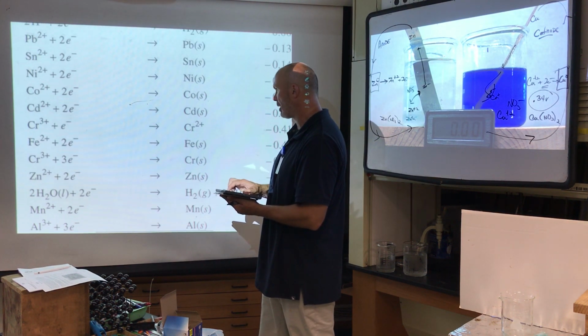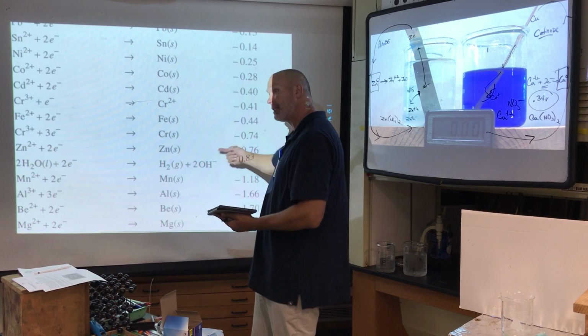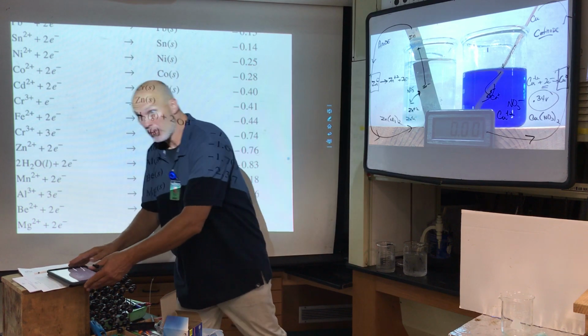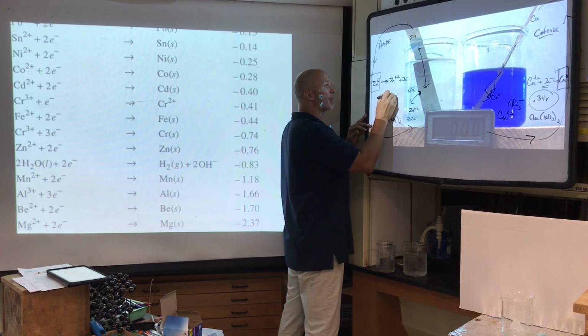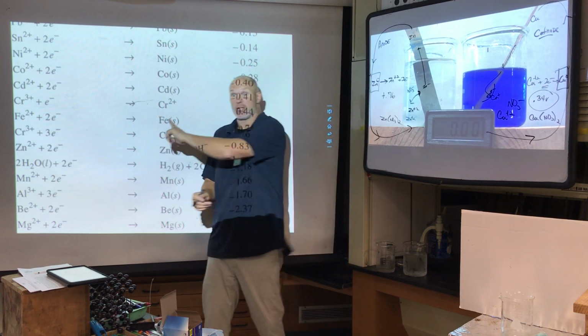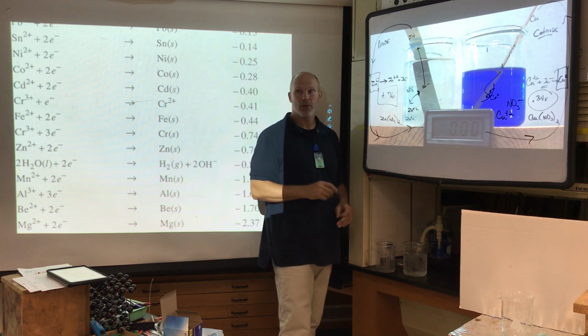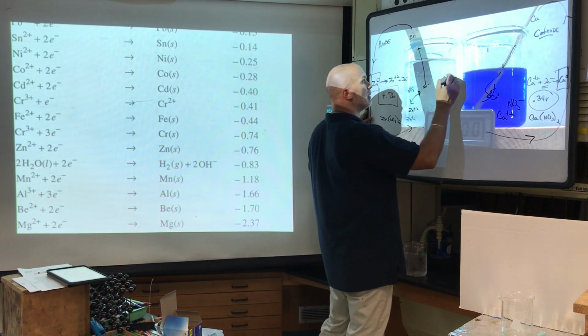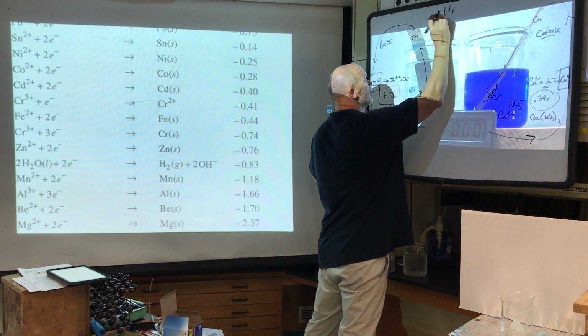Zinc oxidizing, going in the reverse. It's positive 0.76. That's pretty darn good. I always reverse the one who oxidizes by convention. This is written as what? Reduction. I'm going to add them together. What do I get? Positive 1.1 volts I should get.